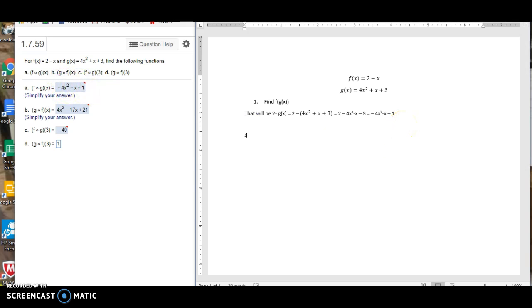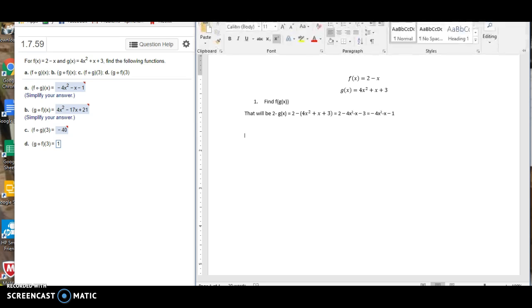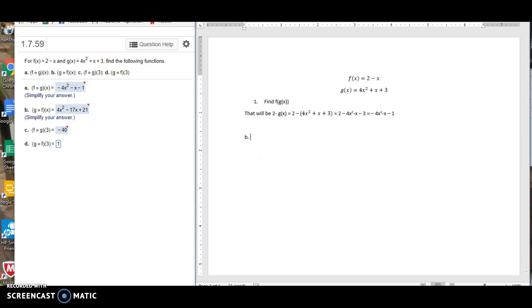All right, let's look at number 2, or part B, I guess. Okay, let's do part B, and that would be g of f of x. And so I notice this means g is the outer function. So I'm going to look at its function, and my inner function is f. And so my g of x function says whatever my input is, I square it and take 4 times it. I add it, and then I add 3.